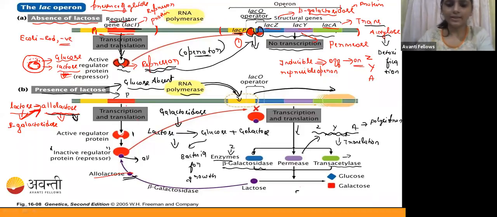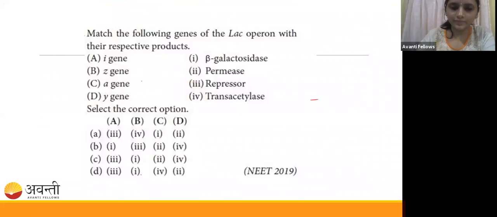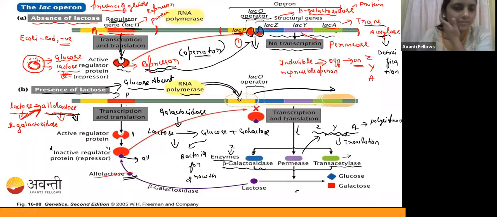Guys, if you have any confusion here, you can ask me. I will explain to you. Did you understand this lac operon? The lac operon is two or more genes which are controlled under a single promoter. So that is called an operon.